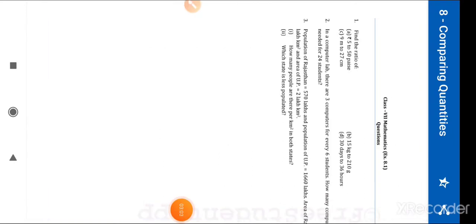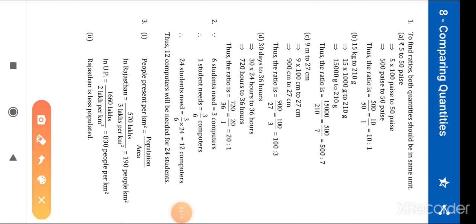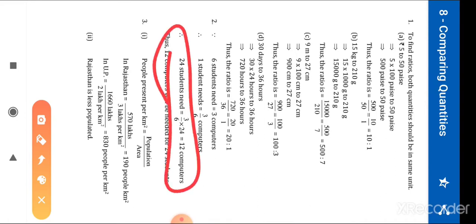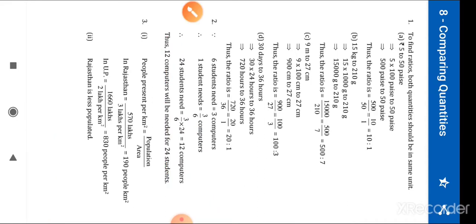The second question is: in a computer lab there are 3 computers for every 6 students. How many computers are needed for 24 students? It is given in the question that 6 students need 3 computers. From here we can find that 1 student needs 3 by 6 computers. So 24 students need 3 by 6 multiplied by 24 computers, which means 12 computers. So 12 computers will be needed for 24 students. Now move to the next question.